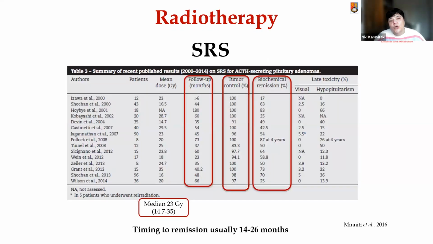And if we want to look specifically at the SRS, which is more and more used nowadays, these are data from a number of series. So we have variable follow-up periods, median dose 23 gray, tumor control, really good data, biochemical remission. Again, we have variable rates, but overall, they seem to be more than 50% for the follow-up period that is reported. And again, the timing to remission is usually 14 to 26 months. So as a rule of thumb, around 2 years.